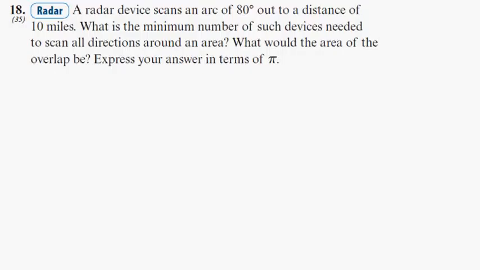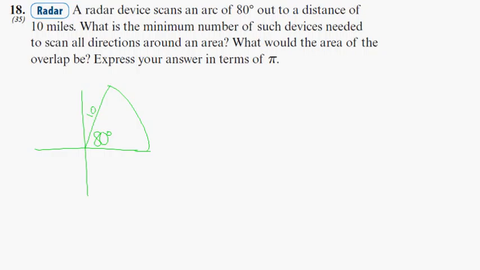Device scans an arc of 80 degrees out to a distance of 10 miles. Let's just sketch this here. I love my coordinate planes, so 80 degrees, that's about like this. Okay, and then we have out to a distance of 10 miles. So essentially what we've got going on here is, if this is the arc, that means that this distance is 10 miles, okay? What is the minimum number of such devices needed to scan all directions around an area?